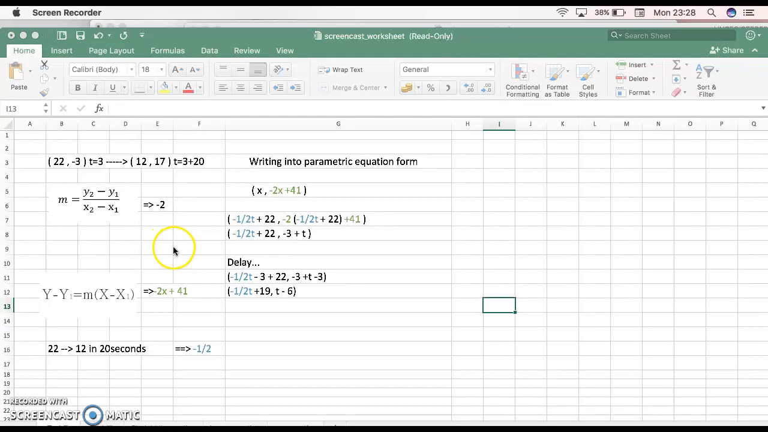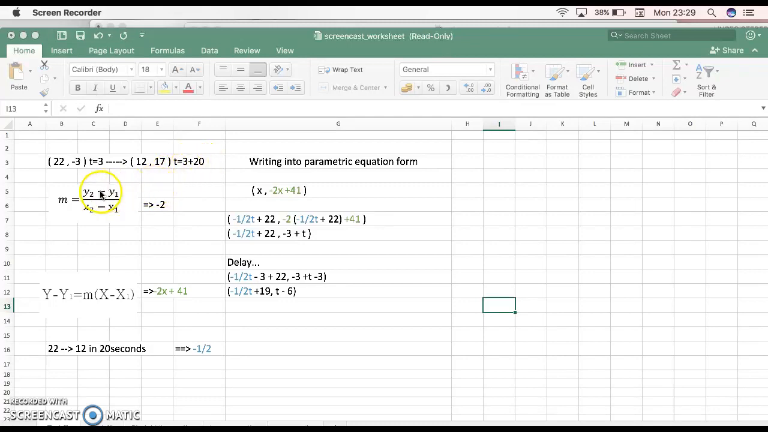Okay, so for the first task we were asked to do, an object moves in a straight line at a constant speed from the point 22, minus 3 when t equals 3 to the point 12, 17, 20 seconds later. So this is the point 22, minus 3, which is the starting point at t equals 3, to the point 12, 17, where t equals the starting point plus 20 seconds, so that's 23 seconds.